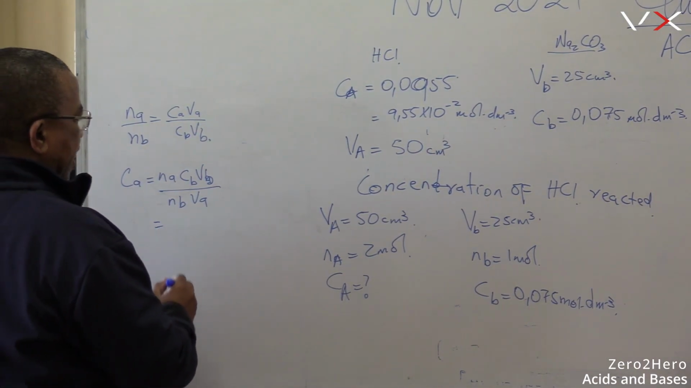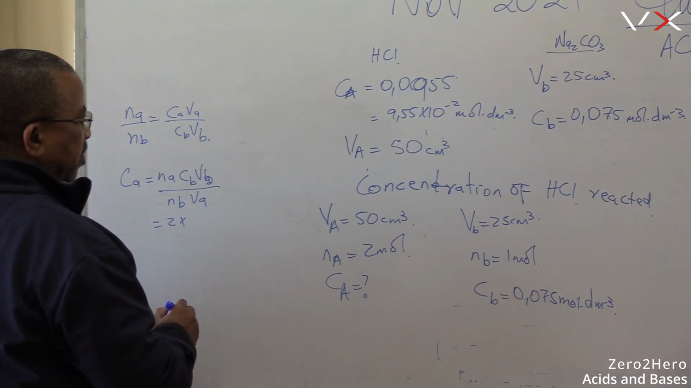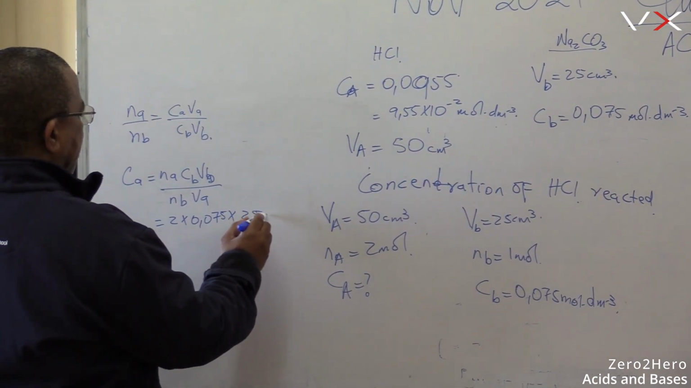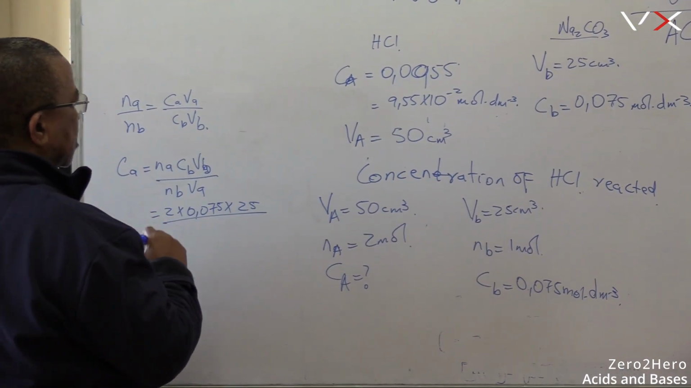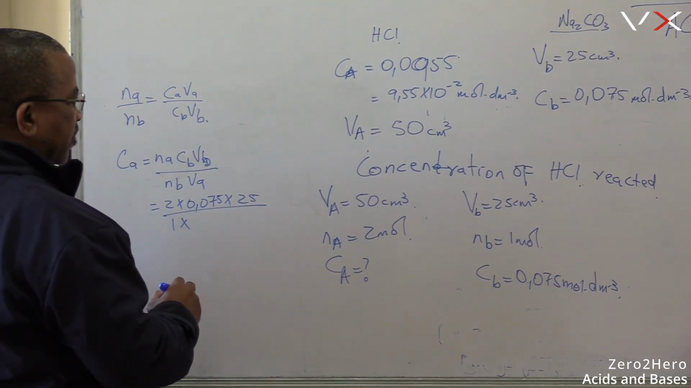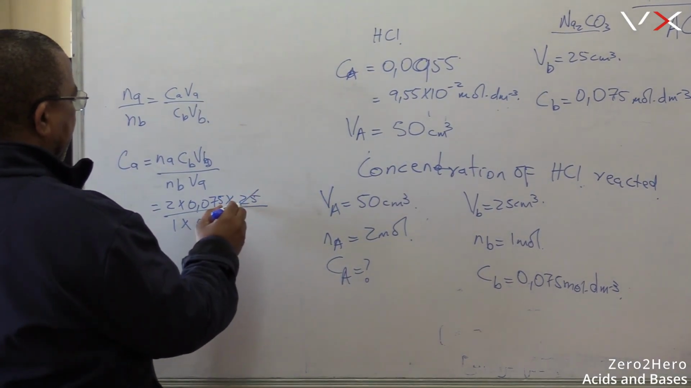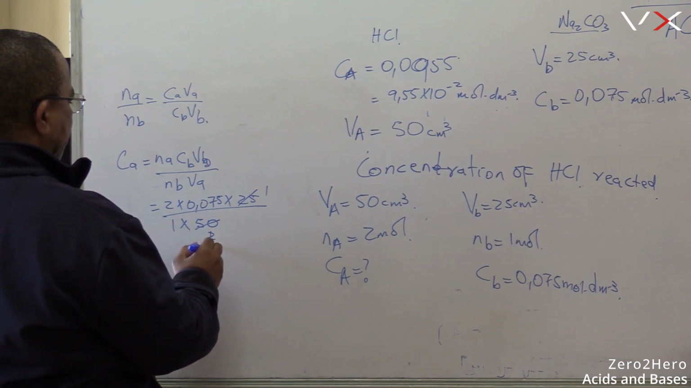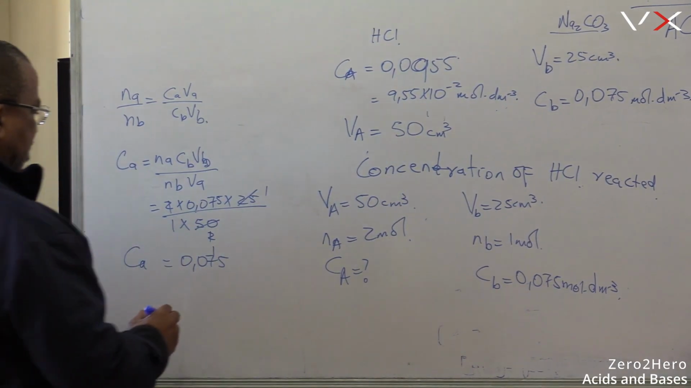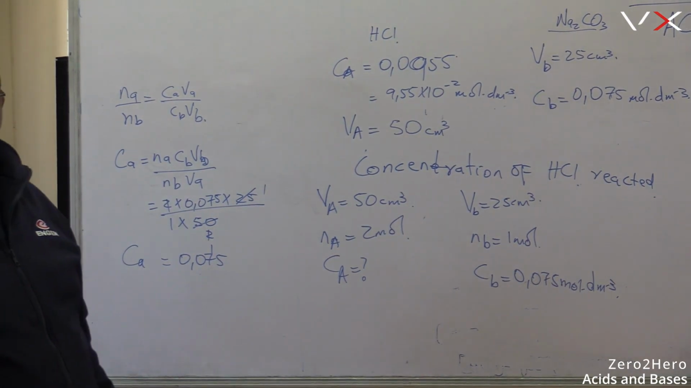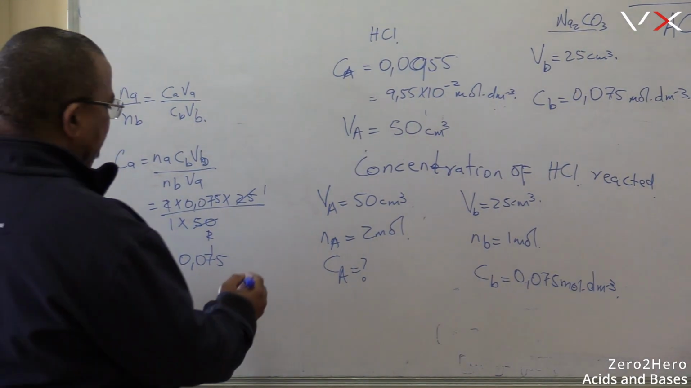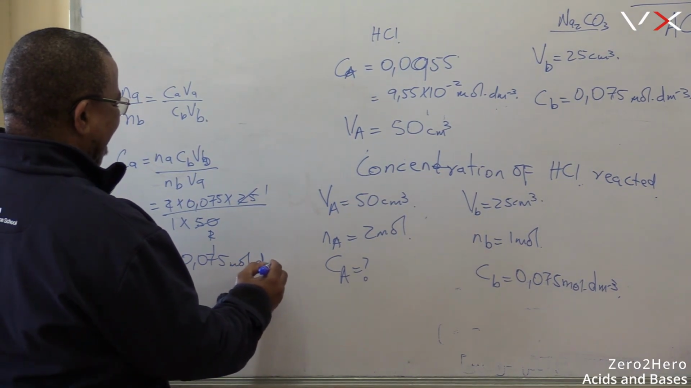What is Na? Na is 2 times CB. CB is 0.075 times VB, which is 25, divided by Nb, the number of moles of the base, which is 1, times the volume, which is 50. So the concentration of the acid that reacted is 0.075. There is no need to punch this calculation into the calculator because it cancels out. So that is the concentration that reacted.